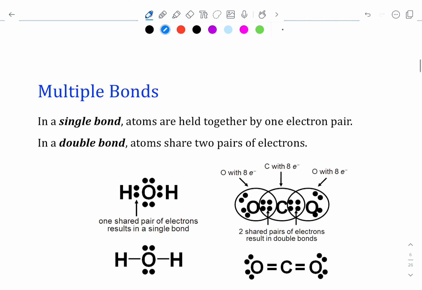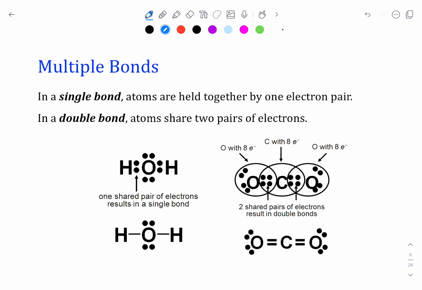Okay, so we also have to discuss multiple bonds, how multiple bonds are represented in Lewis structures. In a single bond, which is what we have been looking at, the atoms are held together by one electron pair. So in water, here's that one electron pair that's holding together the two atoms, creating the bond. A double bond has atoms that share two pairs of electrons. I'm going to try to color code these. We have one pair on each side.